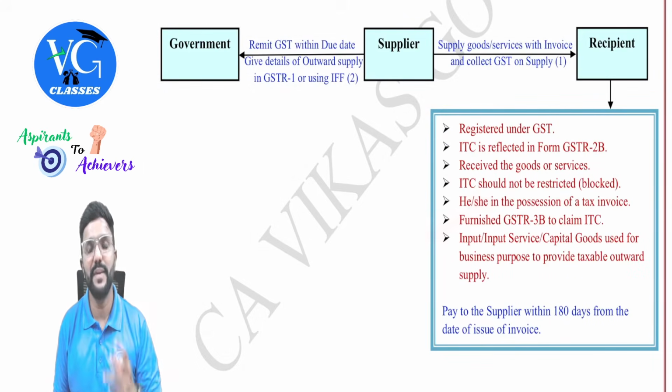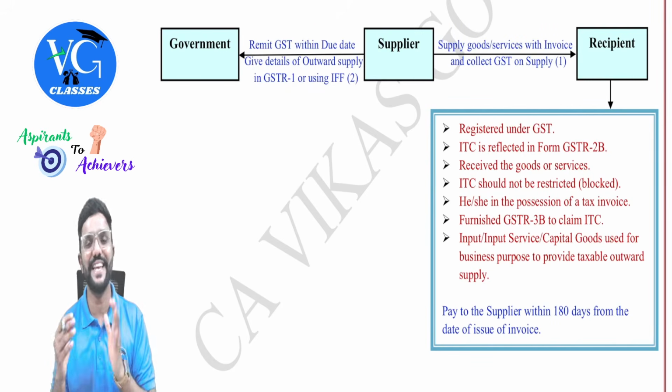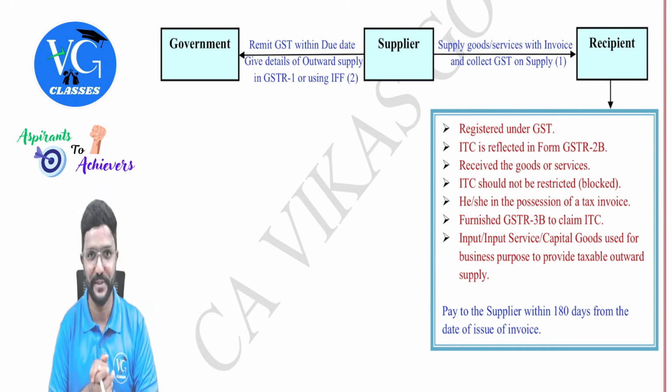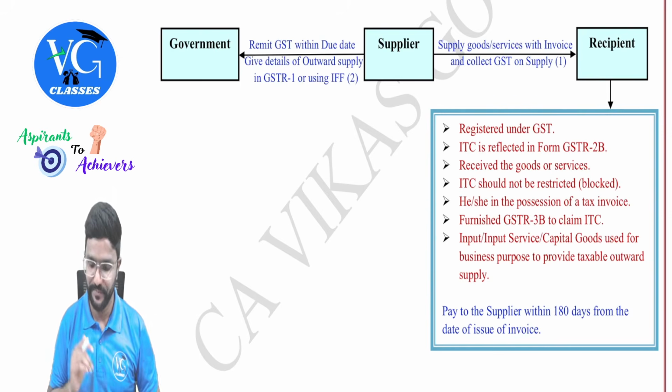So GSTR 3B is the return through which the recipient will be claiming the credit. And after adjusting the credit, if any amount is yet to be paid, he will pay that through the cash ledger and then file GSTR 3B, guys. Okay, on or before the due date.